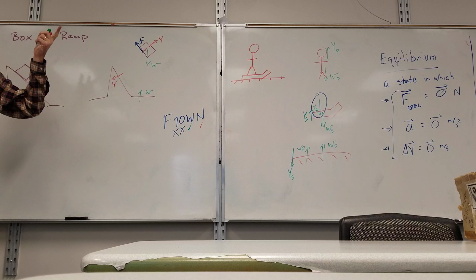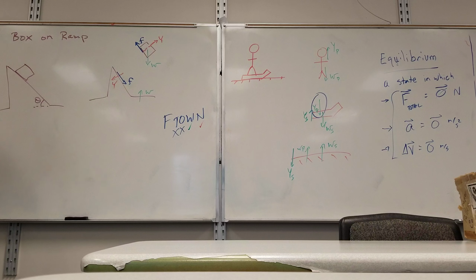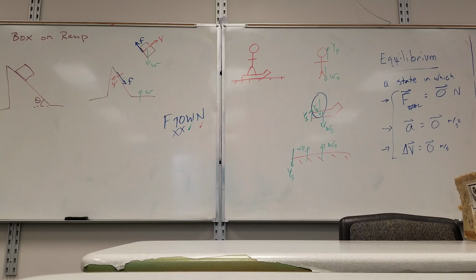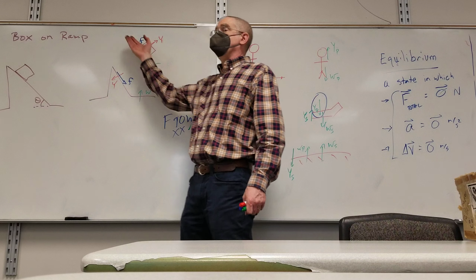But forces come in pairs. What's the other part of that pair? As we'll get into in chapter 4, if the box is not actually sliding, it's called static friction. If it is actually sliding, it's called kinetic friction. Some slightly different rules for those two, but we can hold off on that. Either way, there's friction acting up the ramp, whether it slides or not.